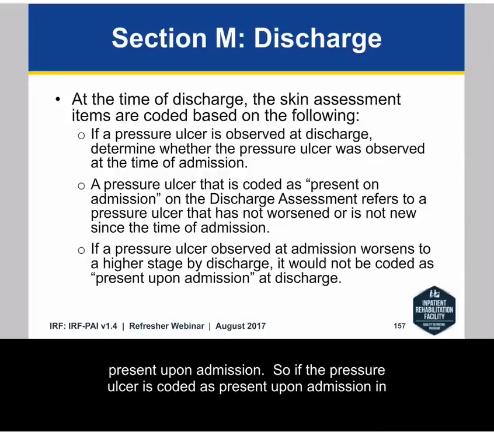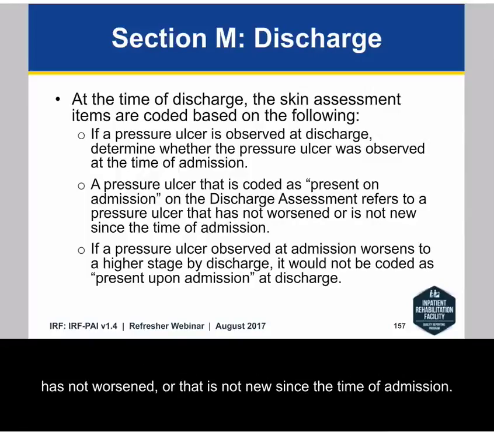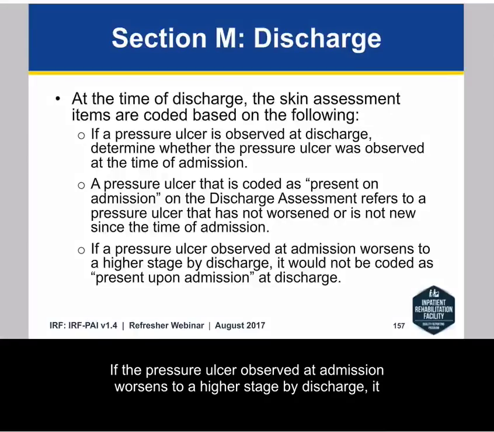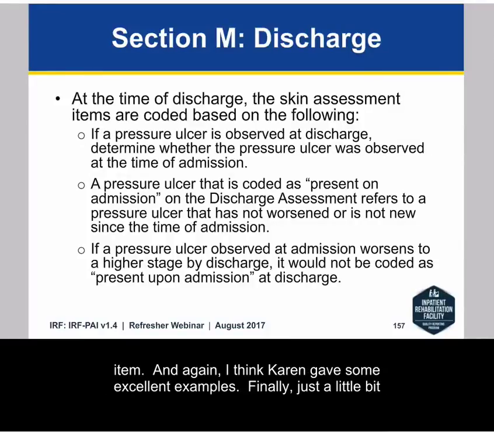And so if the pressure ulcer is coded as present upon admission in that section on the discharge section of the IRF-PAI, that refers to a pressure ulcer that has not worsened or that is not new since the time of admission. If the pressure ulcer observed at admission worsens to a higher stage by discharge, it would not be considered as present upon admission when you're coding that discharge item. And again, I think Karen gave some excellent examples.